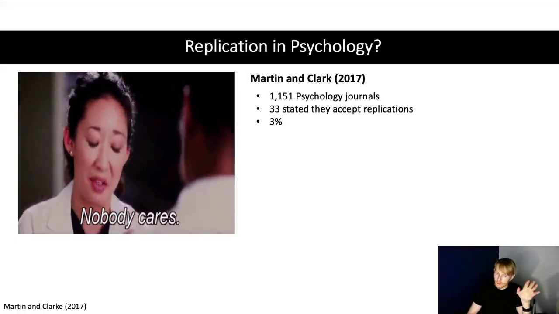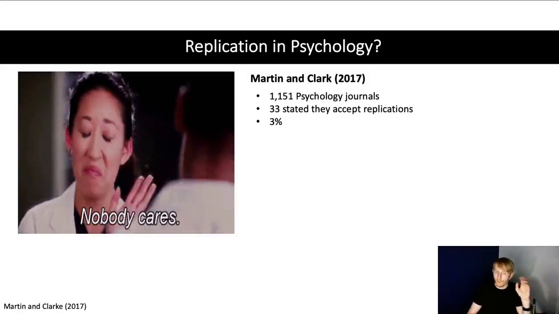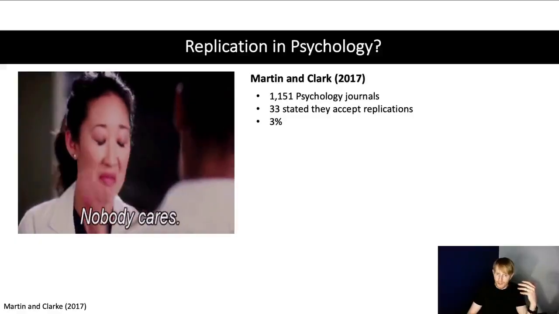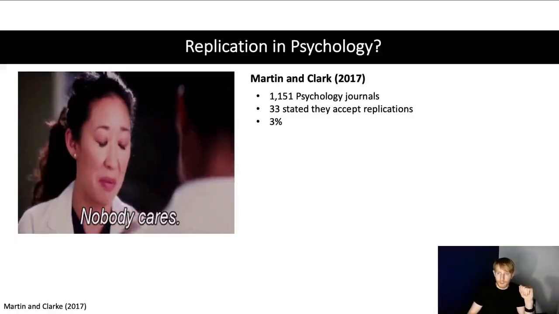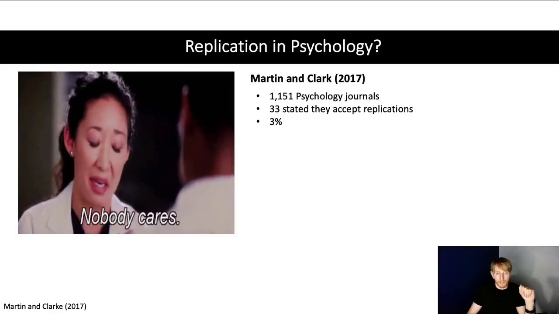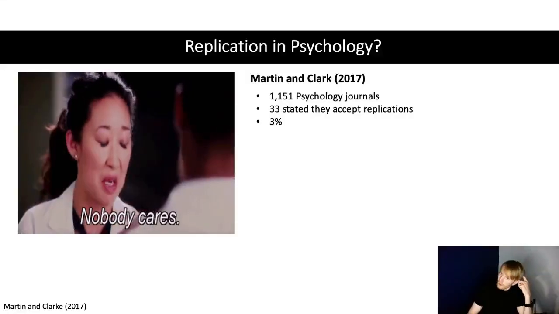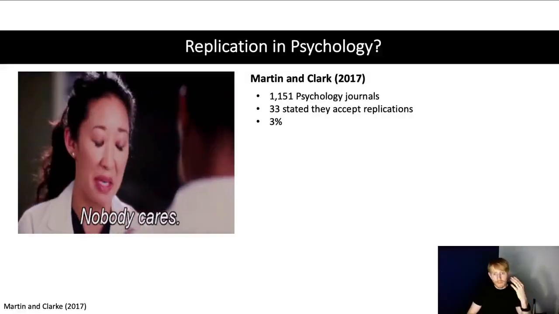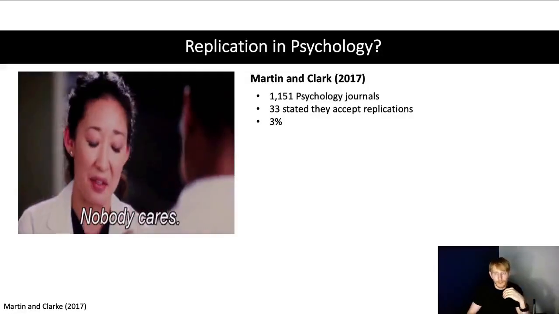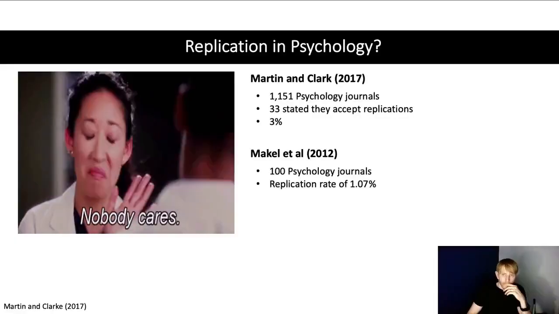Now, it doesn't mean that other journals didn't accept replications, but it just means they didn't explicitly state, come to us, we will publish your replications. That's 3%. Okay, now, bear in mind, all the philosophers of science agree largely just how important replication is. It's kind of weird that only 3% of psychology journals invited replications.